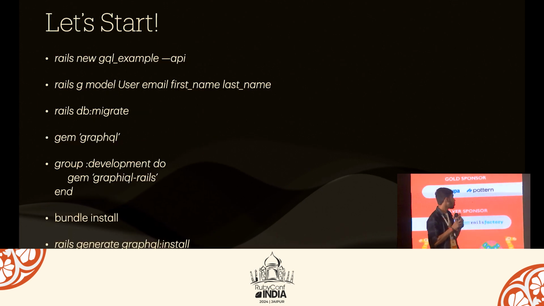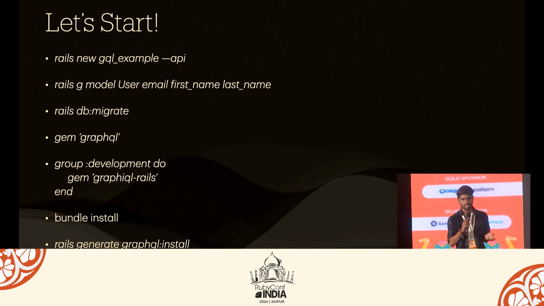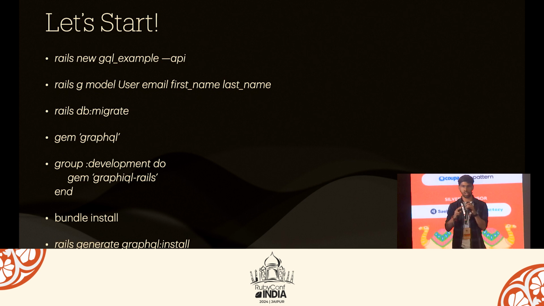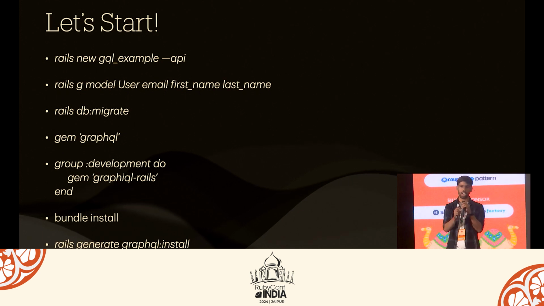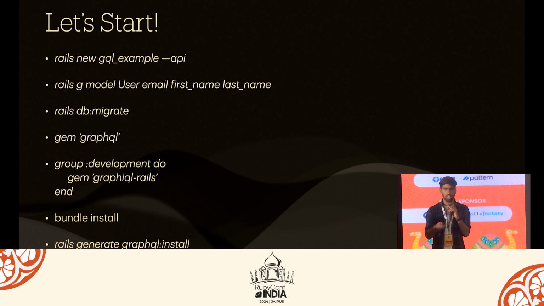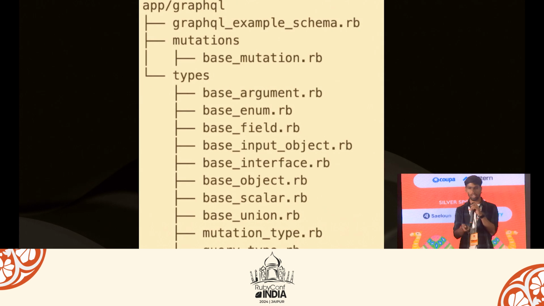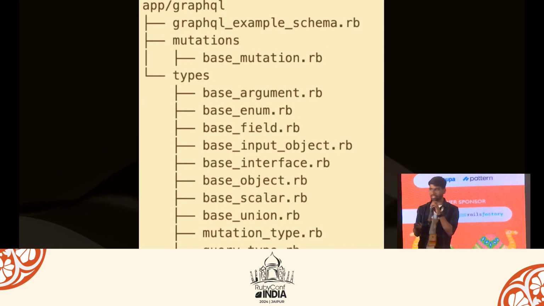Let's start. These are the commands that I have already run. Creating a Rails app, then creating a model, then running migration, then installing 2 gems, the graphql gem and graphiql-rails in development to render in the browser. Then I ran bundle install, and then the most powerful command, rails generate graphql:install, which will load these files, in which we can see there is a schema.rb, base_mutation.rb.